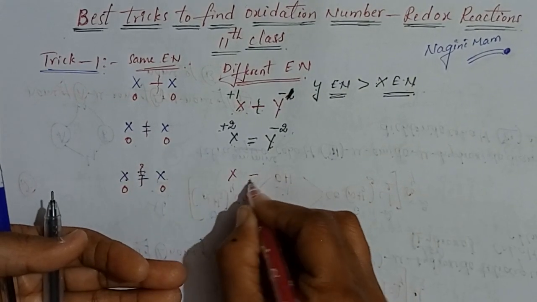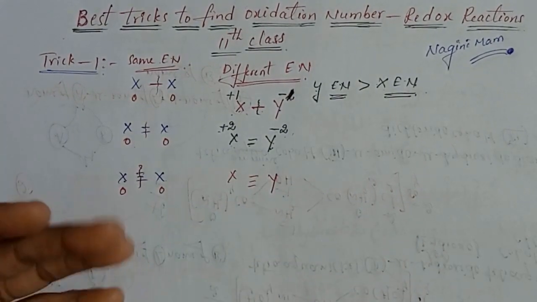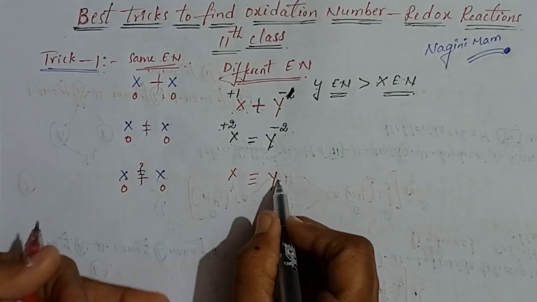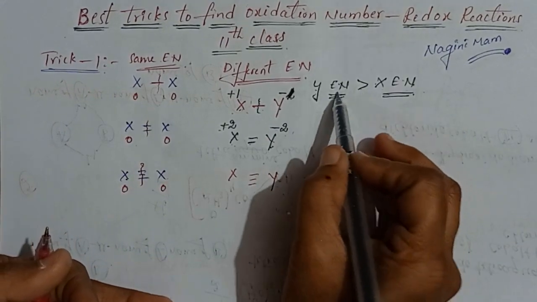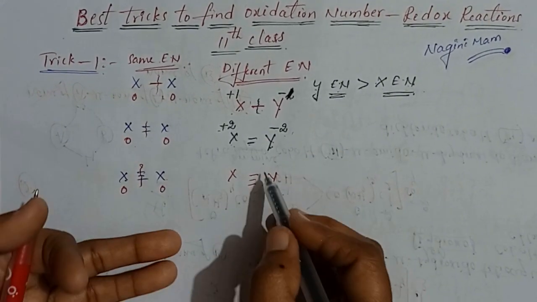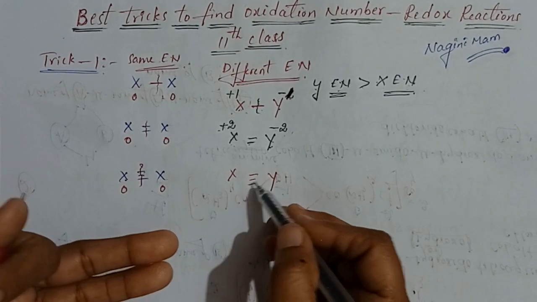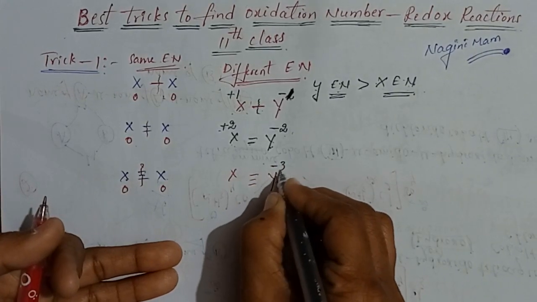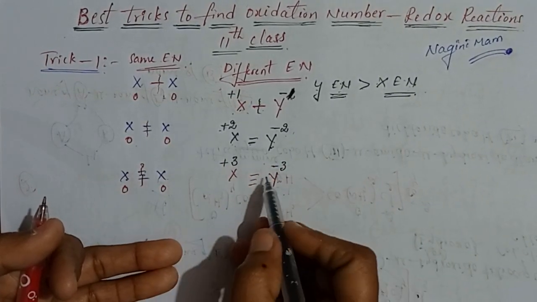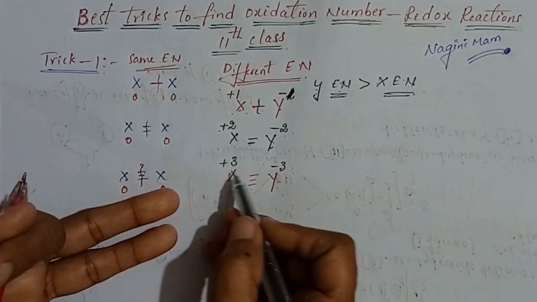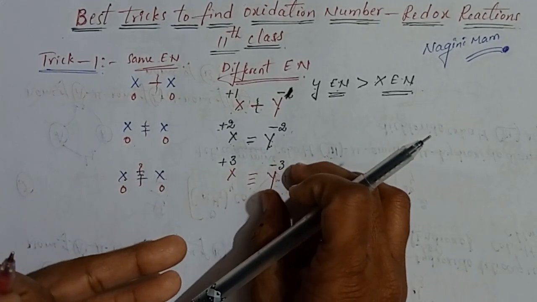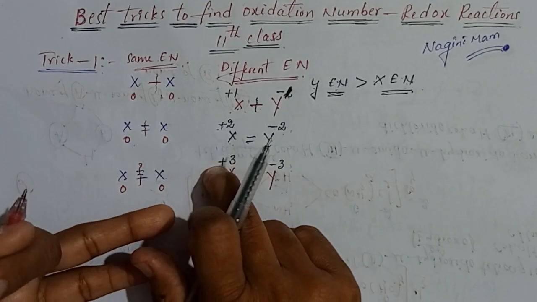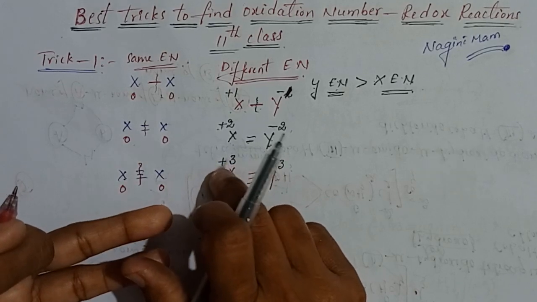Suppose a triple bond is present between X and Y. Now what happens, students? Y is more electronegative than X. So it attracts the three bonds towards its own direction. That's why its charge is -3, and this charge is +3. Clear? Y is gaining three bonds and X is losing three bonds. These three bonds move towards the Y side, that's why -3. Y gains, so minus; X has lost, so you have to take +3.